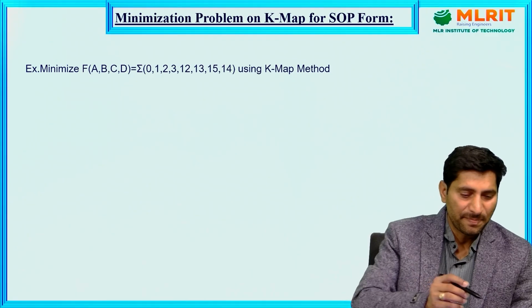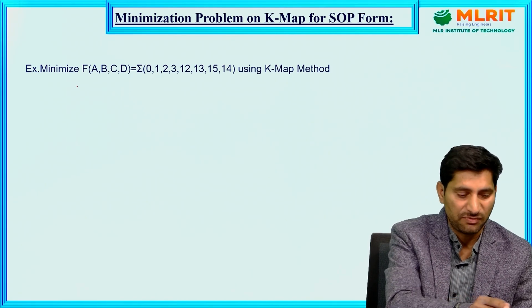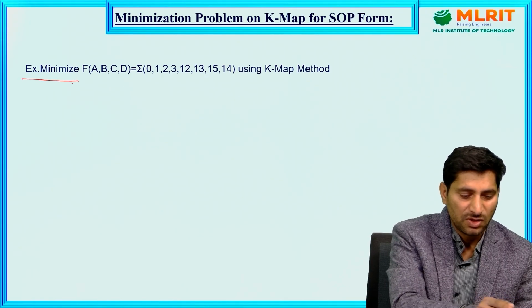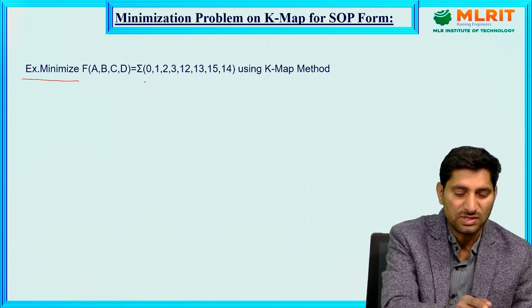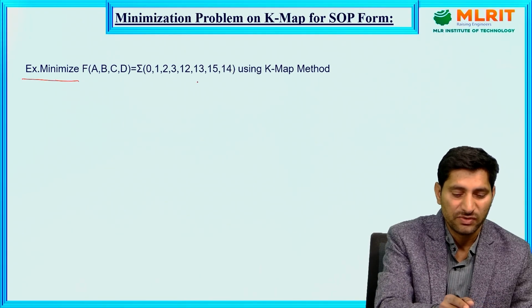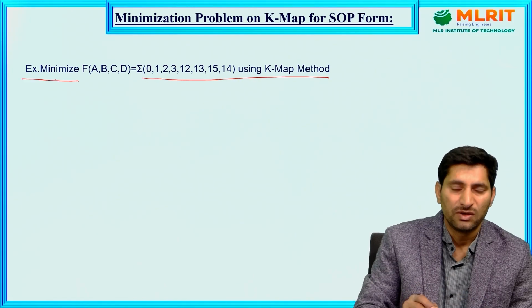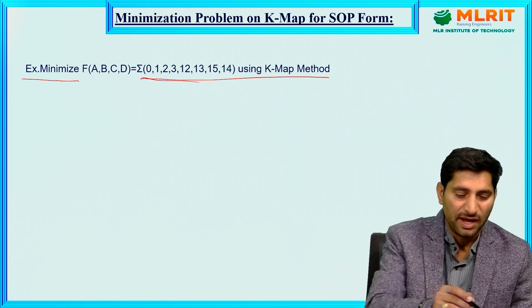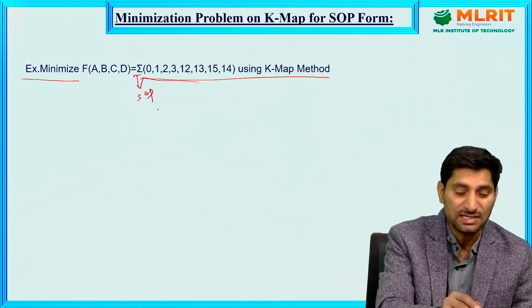Let us see minimization problems on K-map for SOP forms. Let us take one example. Minimize f of ABCD equals summation of 0, 1, 2, 3, 12, 13, 14, 15. For these terms we need to minimize using K-map. As we know, the summation indicates it is in SOP form, sum of products.